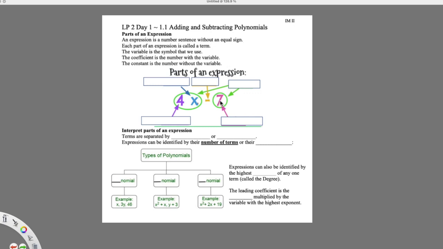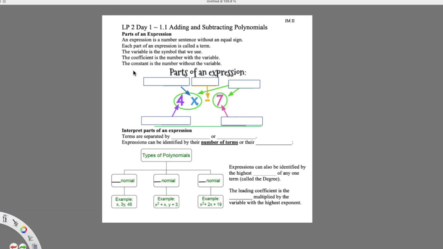So something along the lines of what we see here, 4x minus 7. There's no equal signs. Each part of an expression is called a term. The variable is a symbol that we use. We often use a letter for our variables, but honestly, you can use any symbol you would like.